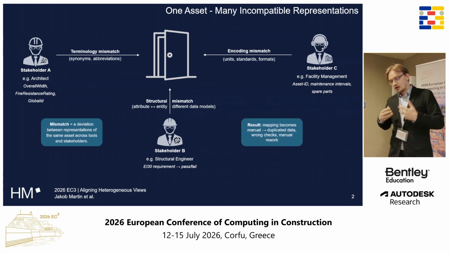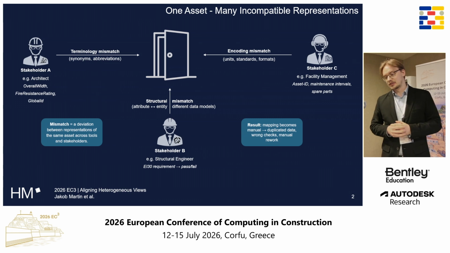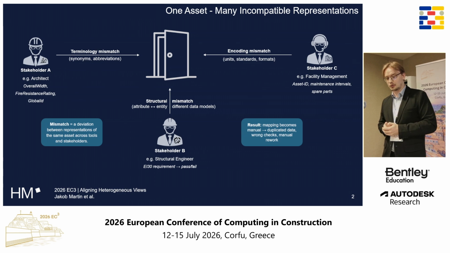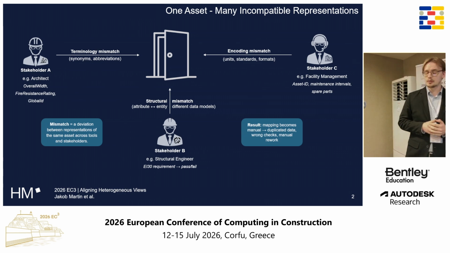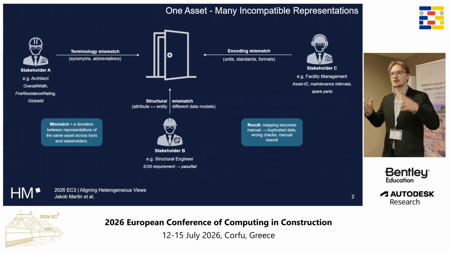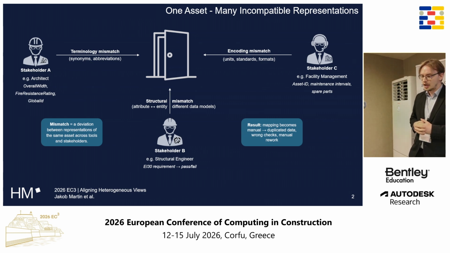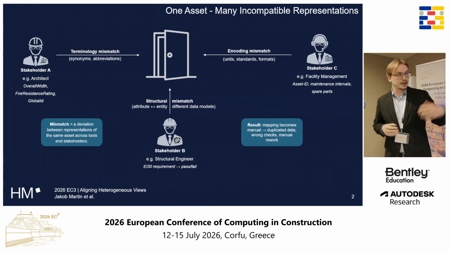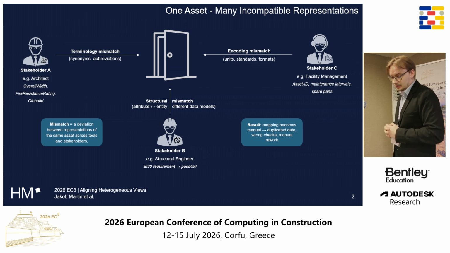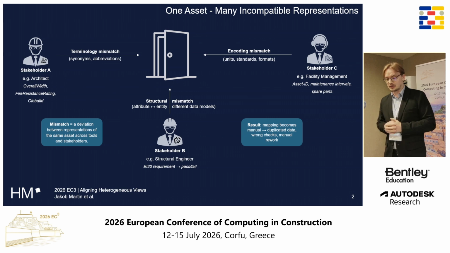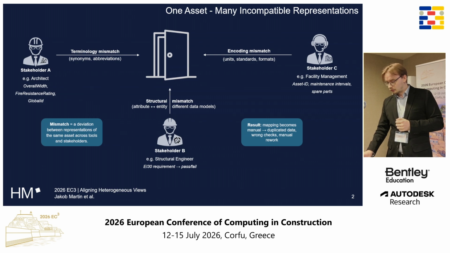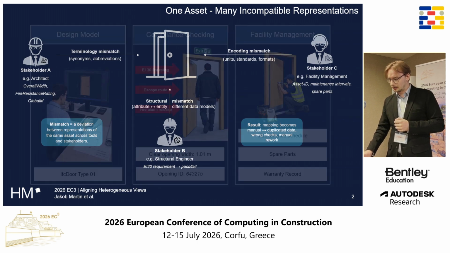And these different representations introduce a lot of mismatches. For example, we have the terminology mismatch, where we have different synonyms or abbreviations. We have encoding mismatches, where different units, standards, and formats are used. And we also have a structural mismatch, where an attribute in one perspective becomes another entity. The result is that mapping these different perspectives together becomes difficult. We have duplicated data, wrong checks, and a lot of manual rework.